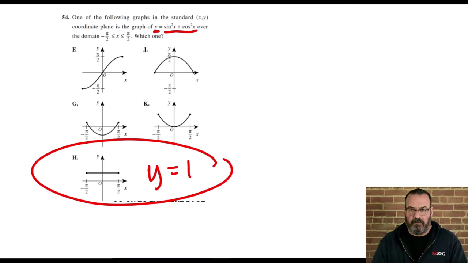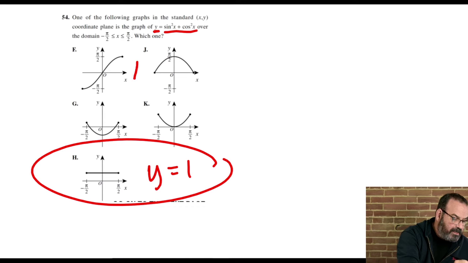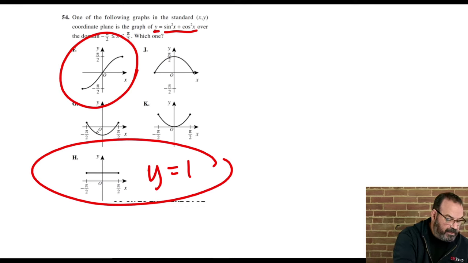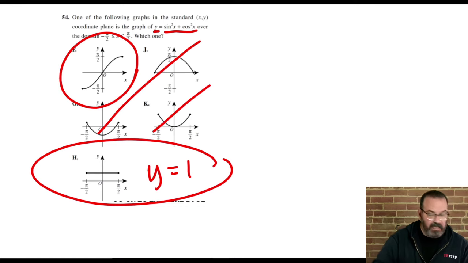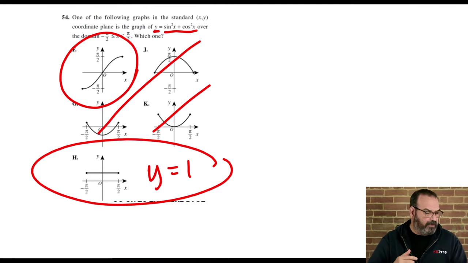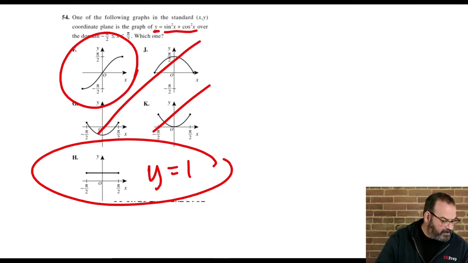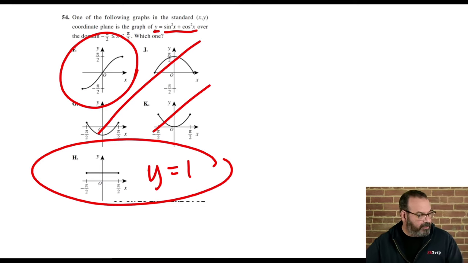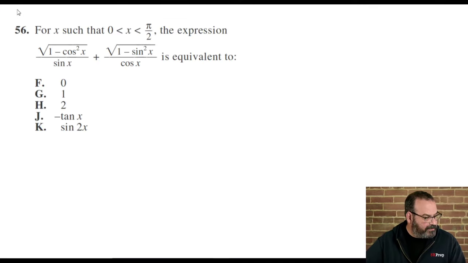All this asked you to identify was a horizontal line, that y is equal to 1. This is a trig function. These have nothing to do with trigonometry. Well, I guess we could say they're cosines and sines. No, they're not anything.